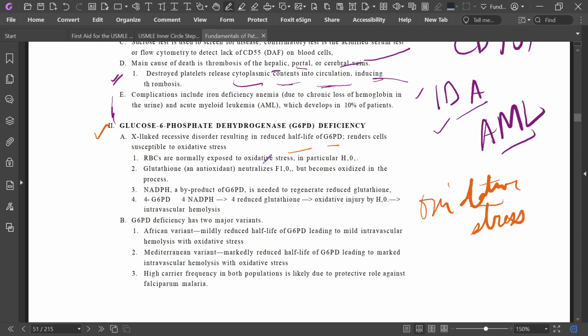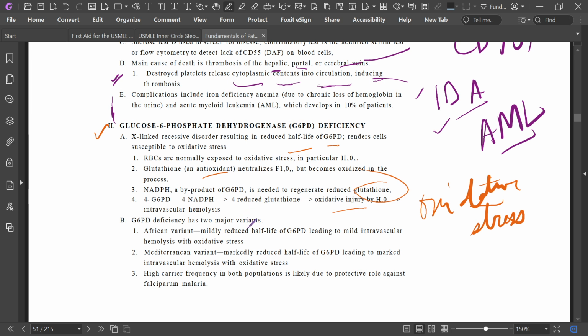RBCs are normally exposed to oxidative stress, and glutathione is an antioxidant which neutralizes these free radicals but becomes oxidized in this process. NADPH, a byproduct of the G6PD reaction, is needed to regenerate this glutathione. If there is decreased G6PD, there is decreased NADPH and reduced glutathione, so there is oxidative injury, thus causing intravascular hemolysis.